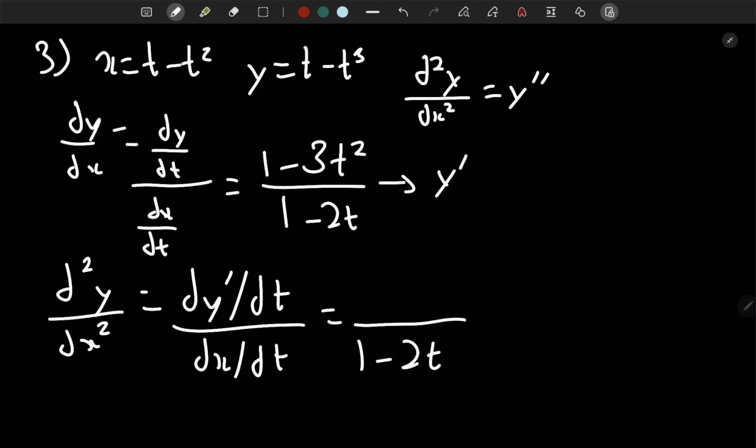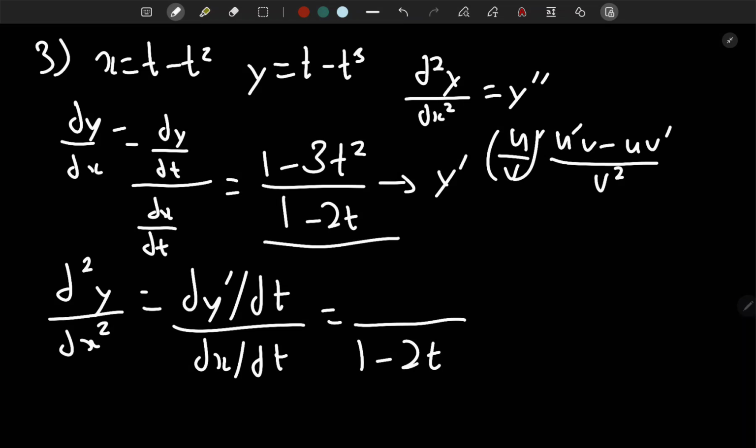And the quotient rule is u prime v minus u v prime over v squared. Let me just write it over here, u over v prime. So remember this formula, even I forgot it right now. So u over v prime is equal to u prime v minus u v prime over v squared. And now we apply that formula to this fraction.